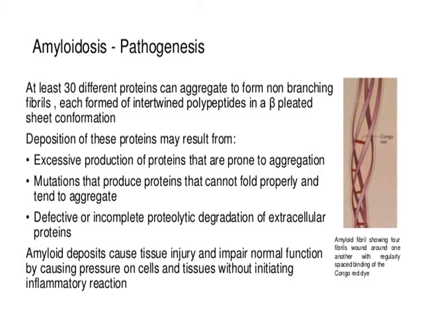Now, pathogenesis of amyloidosis. At least there are 30 different proteins that can aggregate to form non-branching fibrils, that are each formed of intertwined polypeptides into a beta-pleated sheet conformation.